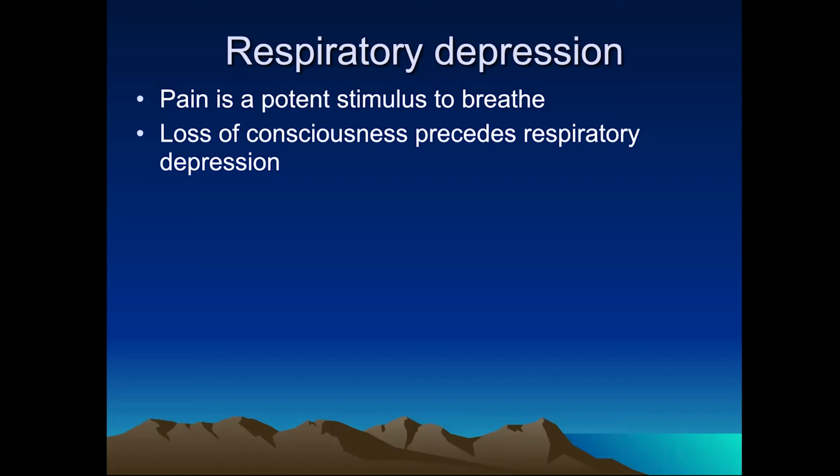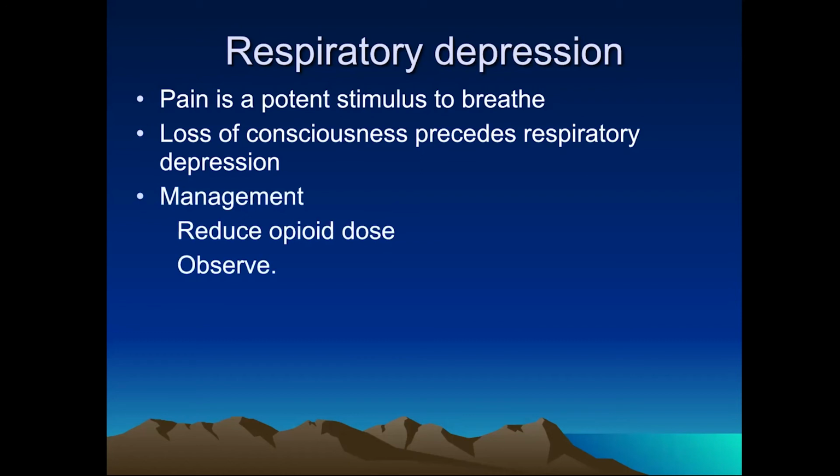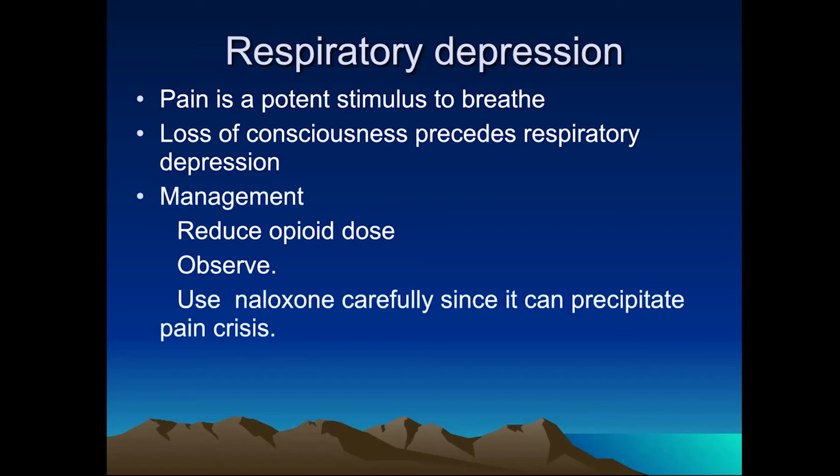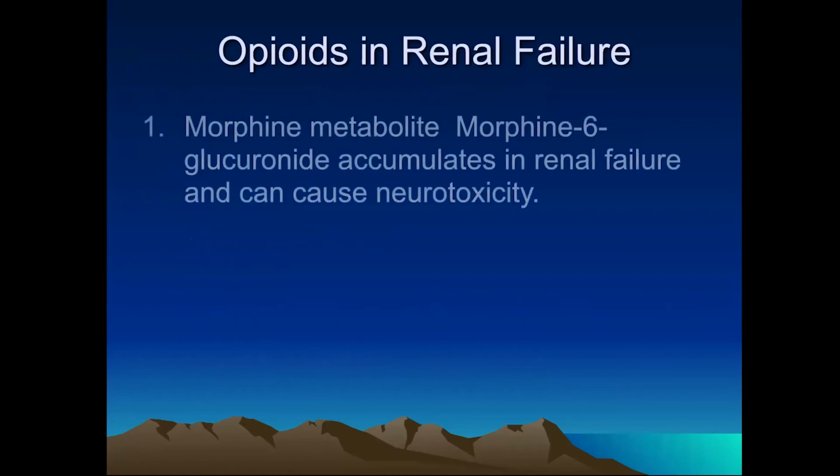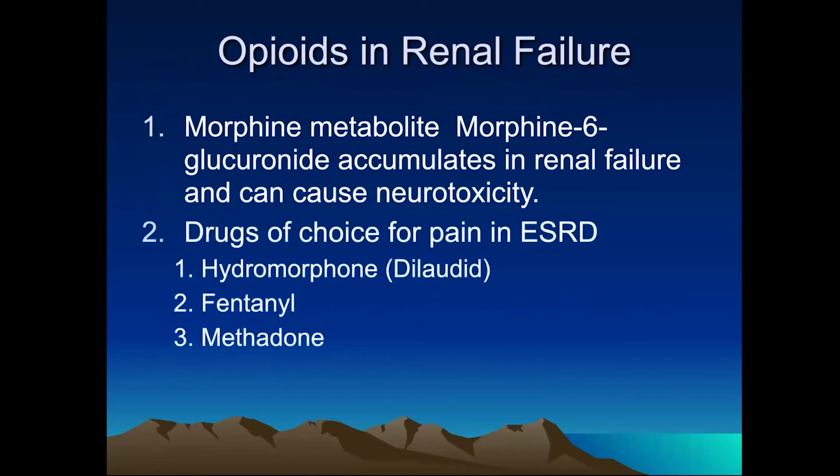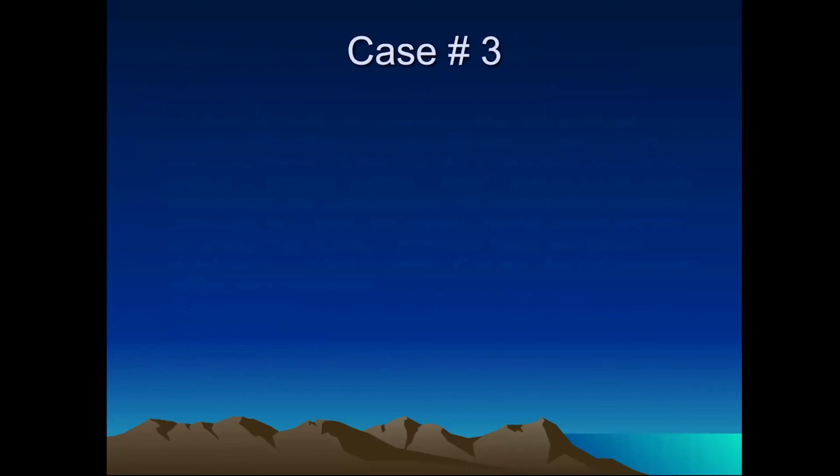Respiratory depression. Usually reduce the opioid dose, and give naloxone carefully. Pain crisis: dilute naloxone to 1/10 of the dose in normal saline. Morphine and renal failure: the kidney shuts down. Use dilaudid, fentanyl and methadone instead.